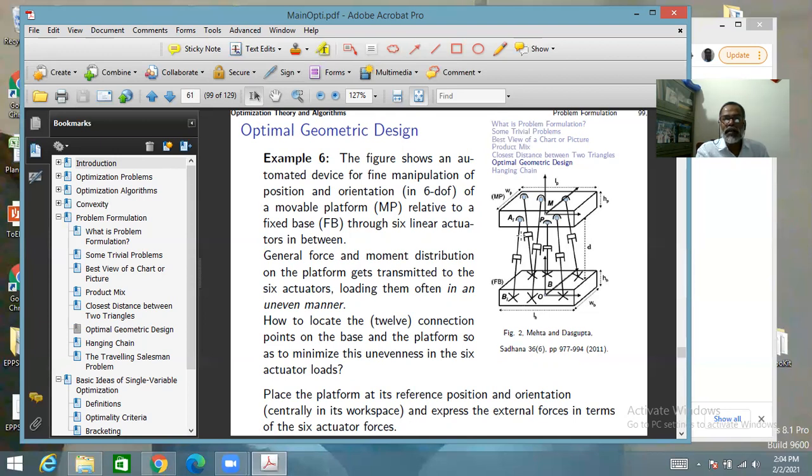You can see that in terms of the 6 actuator forces, you can actually get the resultant here, and that should be equal to the external force and moment. And all the forces are in this direction, in the direction of the leg, because here is a ball and socket joint which will not transmit any moment. Okay, so based on that, you express the force and moment at the platform as the resultant of these 6 forces of directions which come from the connection points which you are going to design actually.